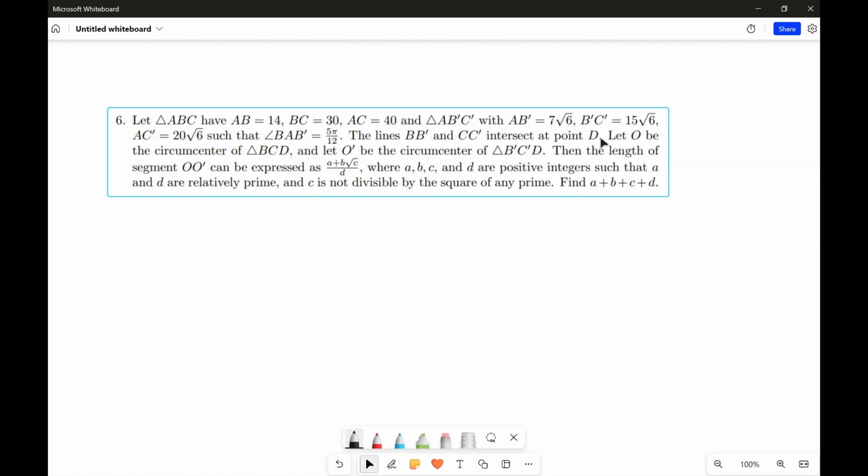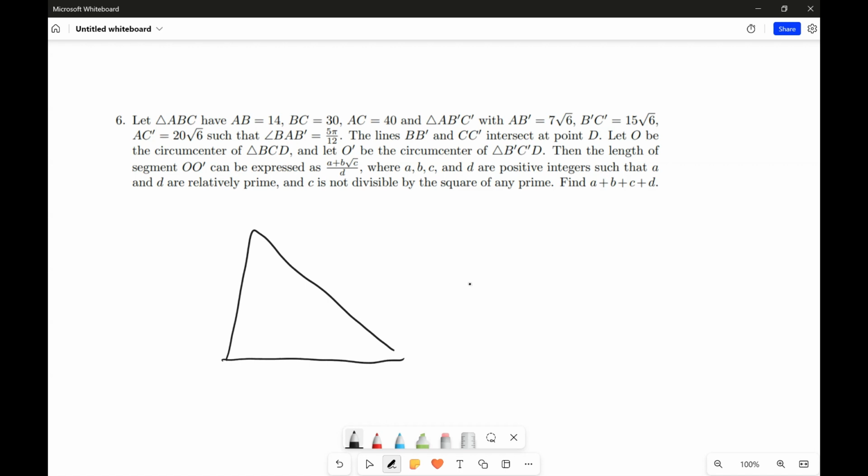Let O be the circumcenter of triangle BCD, and let O' be the circumcenter of B'C'D'. And we want to find the length of segment OO'. So as always, we should draw a diagram for these types of geometry problems. So we end up having this length. This is ABC. Then we have, suppose, AB', then C'.